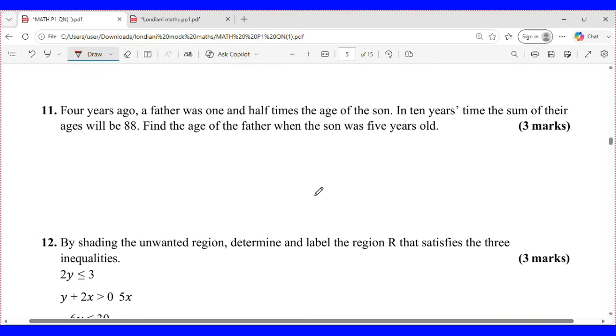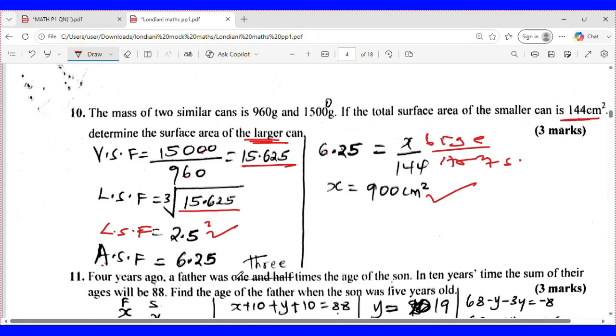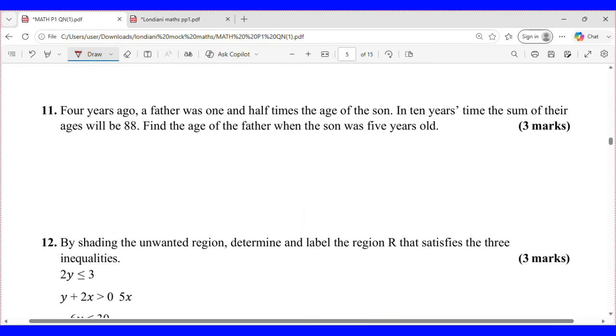Four years ago, a father was 1.5 times the age of his son. The question was corrected, and it was supposed to be 3 times. So then the father was 3 times the age of the son. In 10 years time, the sum of their ages will be 68. Find the age of the father when the son was 5 years old.